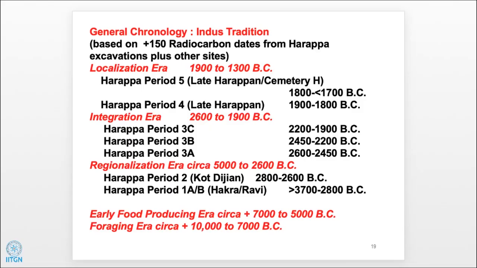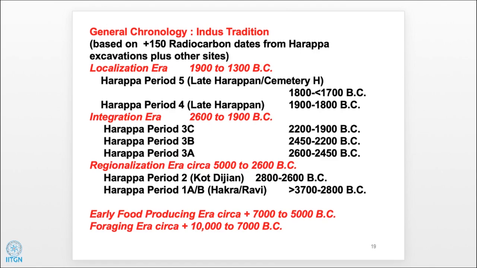I was trying to study what are all the kinds of microstructural variations that can be understood from this particular site, since it is giving a very interesting cultural sequence. So you may have to start from the base. You have a regionalization era where this Ravi phase is falling between 3700 BC to 2800 BC. And you have the Cordigian one, 2800 to 2600 BC. Then you have the integration era, 2600 to 1900 BC.